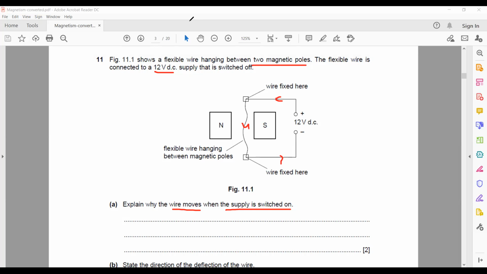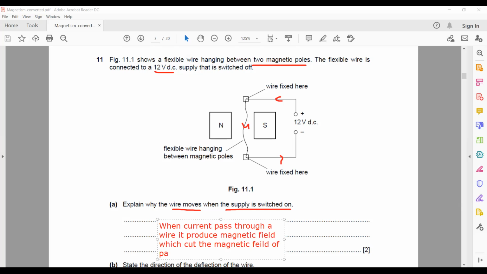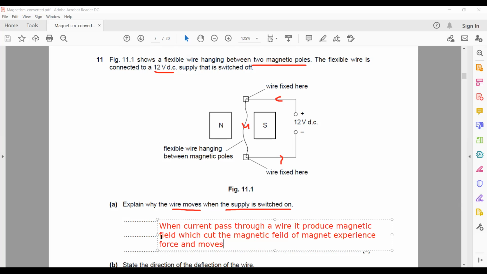Yes, the two magnetic fields. This is how you will write the answer in scientific terms: when current passes through a wire, it produces a magnetic field which cuts the magnetic field of the permanent magnet, experiences a force and moves. So this is the answer which you should always write.